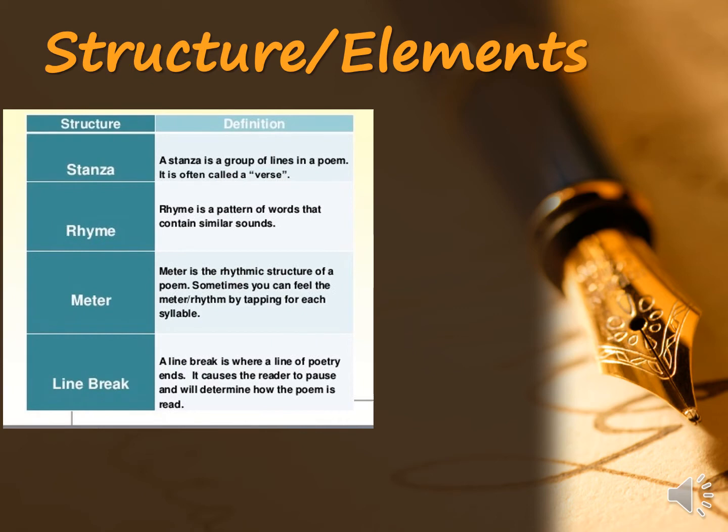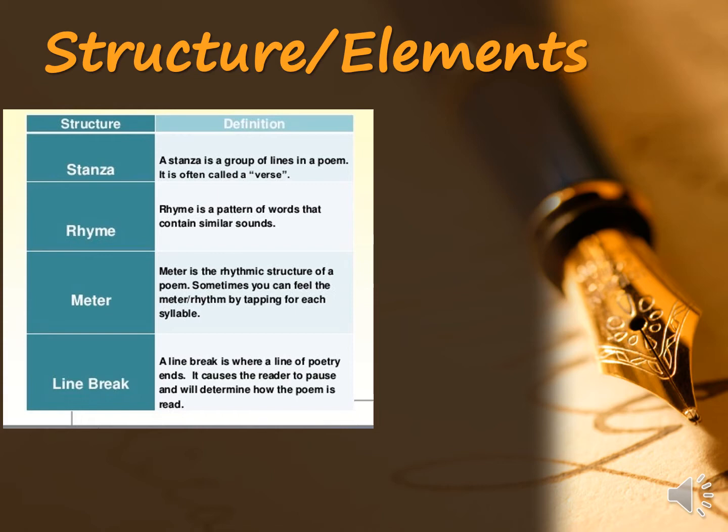In order to write a poetry, we should be aware of its structure and elements. What does it consist of? It consists of four main parts. The stanza, that is also called verse, which is a group of lines in a poem, just like a paragraph in an essay. Rhyme, that is word patterns that contain similar sound at the end of the words.